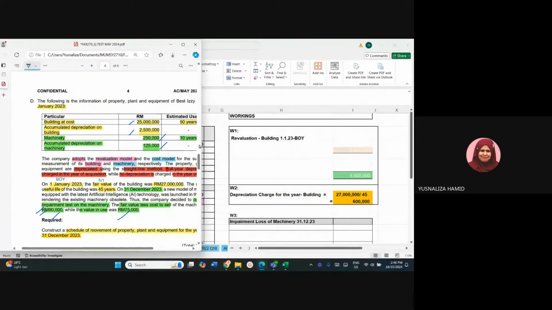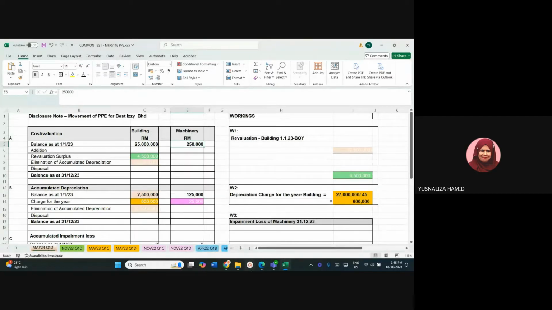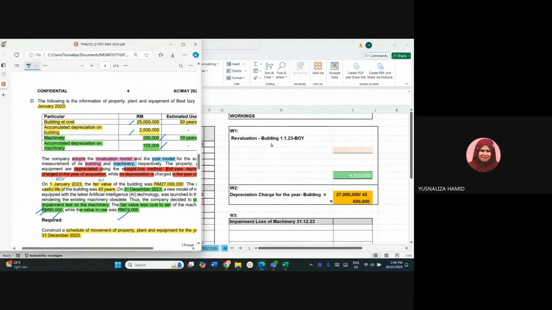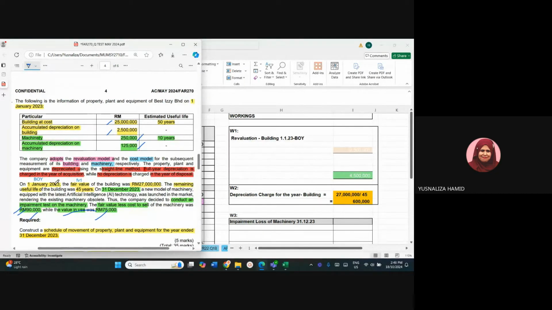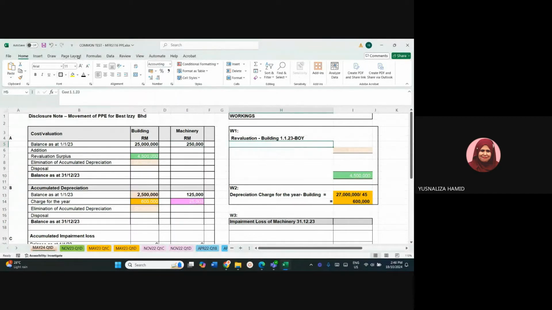So step number one, for the building. You can see that the revaluation of the building is at the beginning of the year. Here is the information that tells you the building was revalued at the beginning of the year, on 1st of January. On that date, you need to first find out the cost. The cost is the one given here, 25 million. This is the cost that you are going to include here, which refers to the cost given in the question.